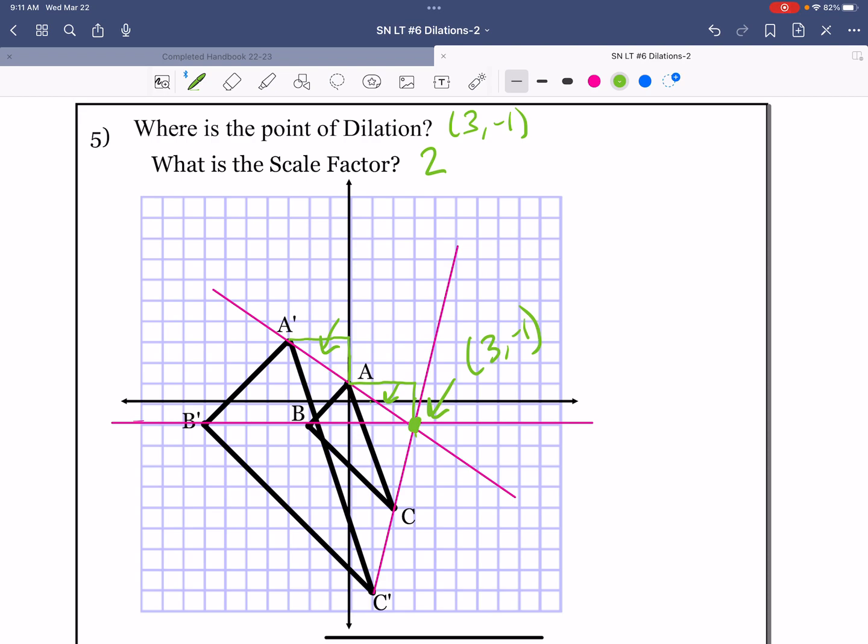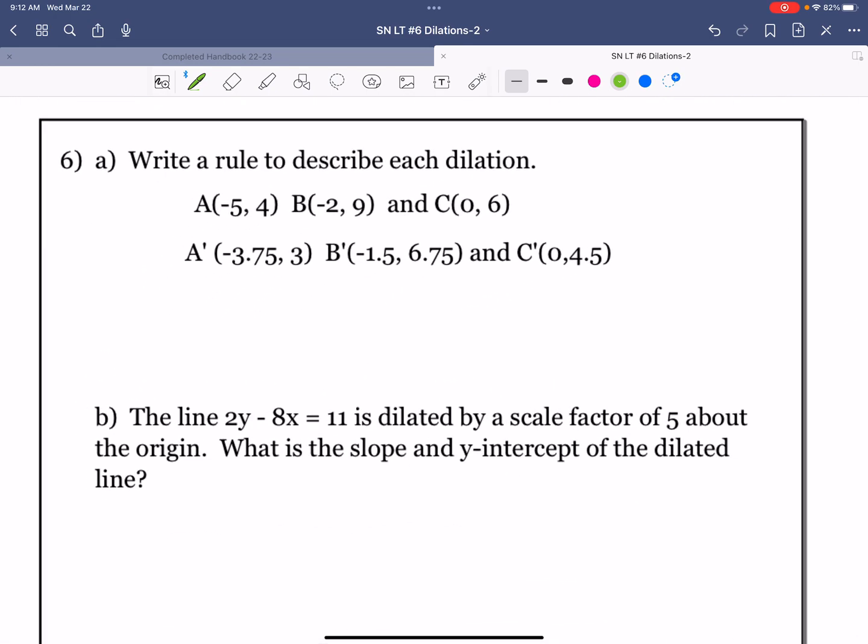The same thing is true here. 1, 2, 3, 4, 5, a distance of 5. And 5 here. So 5 to 10, 10 divided by 5 is 2. It's another way of looking at it. Any way you look at it, scale factor of 2.